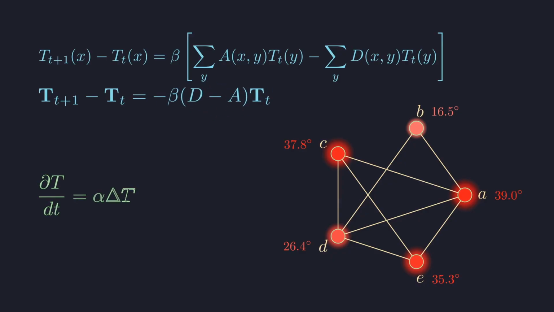Comparing with the continuous heat equation, in both equations, we have the rate of change of temperature with respect to time. In the continuous equation, on the right hand side, we have the Laplacian of the temperature. In the discrete case, the matrix D minus A is multiplied by the temperature vector. It shouldn't come as a surprise if I tell you that the matrix D minus A is called the Laplacian matrix of the graph. The letter L is used to denote the Laplacian matrix. Note that the degree matrix as well as the adjacency matrix are symmetric, and so the Laplacian matrix is also symmetric. This will be useful later on.